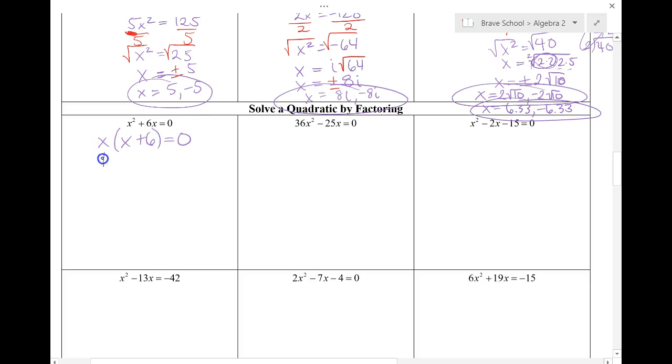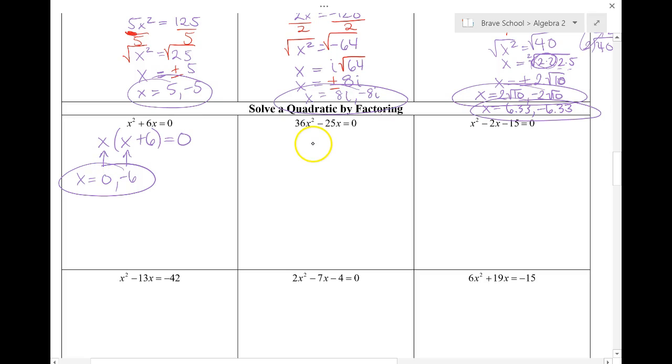And I need to figure out, what do I plug in here to make this equal 0? Well, simply 0. If I plug in 0 there, it will equal 0. What do I plug in here to make the whole function equal 0? Well, negative 6, because negative 6 plus 6 is 0. So there's my solutions. Okay?